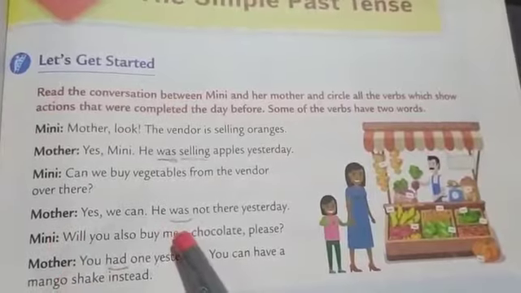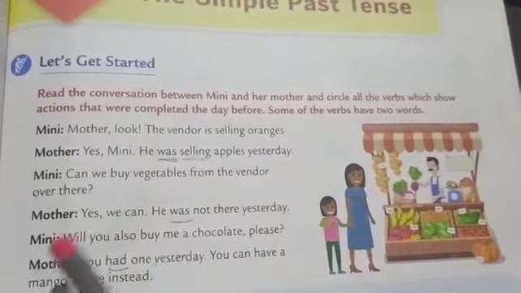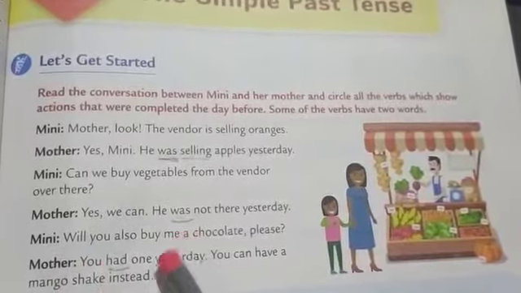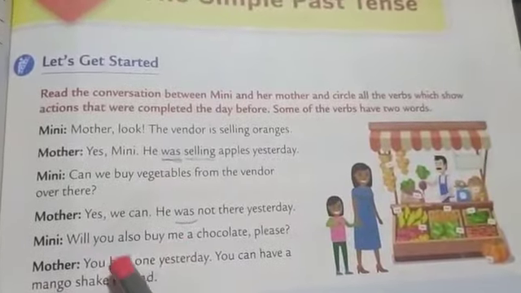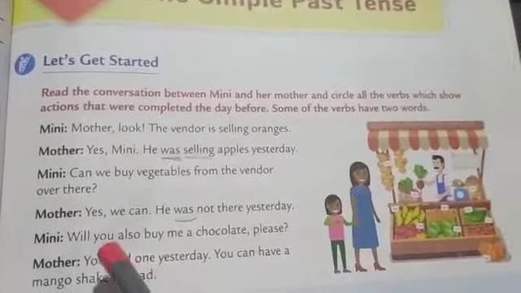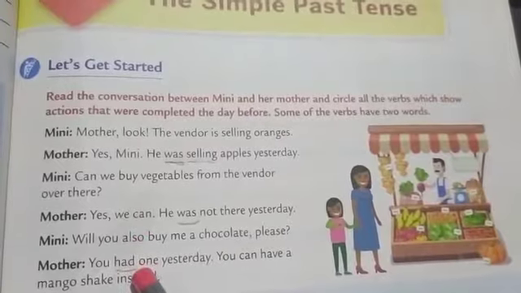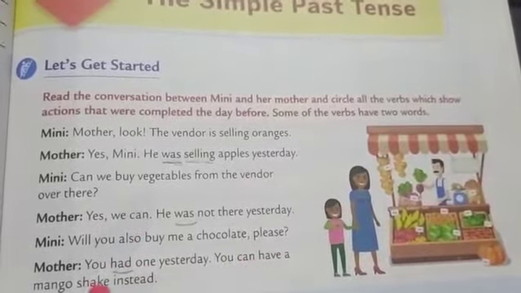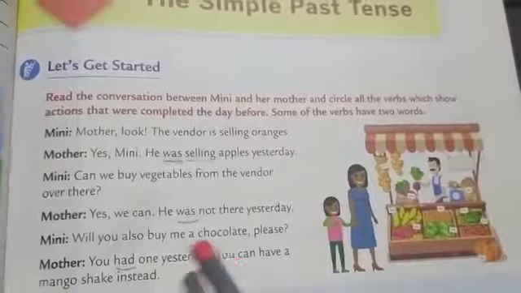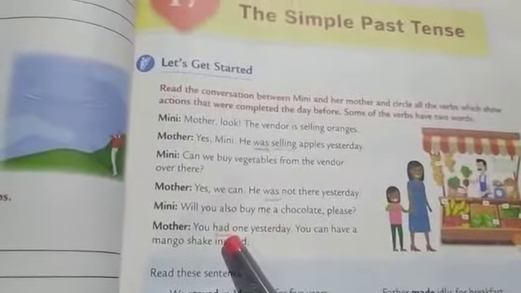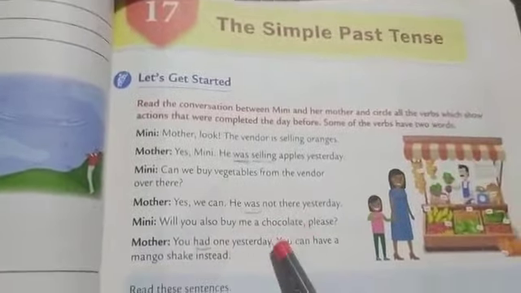Here, Minnie is asking buy. It is in present tense. So, mother is saying you had one yesterday, because of yesterday, we are using had to show the past tense. You can have a mango shake instead. So, mother is saying have. Have is in the present tense.